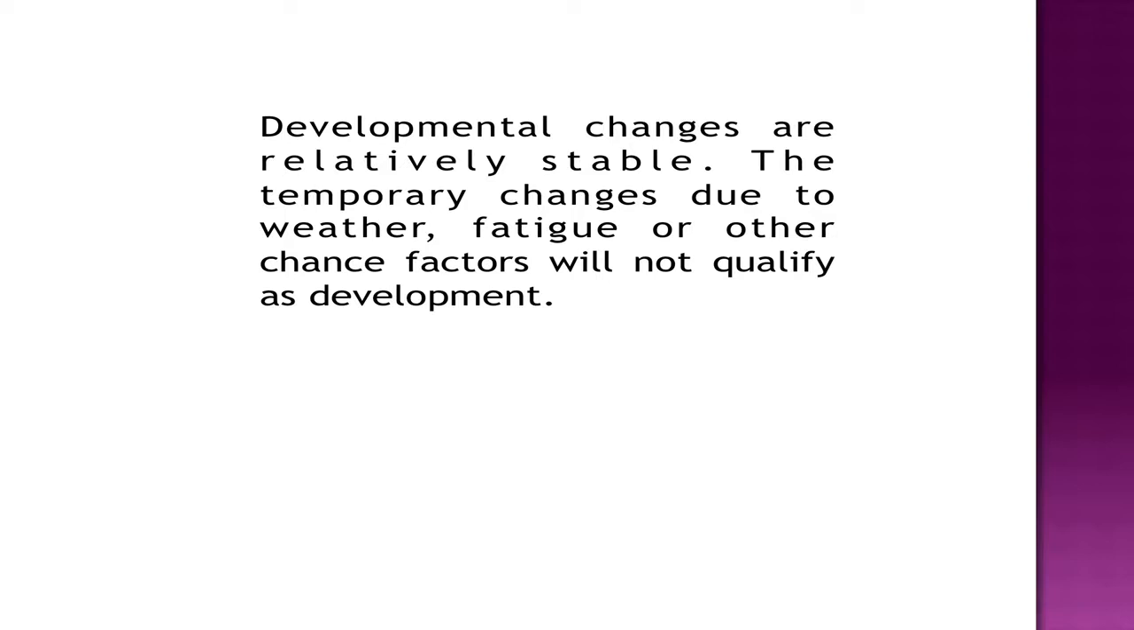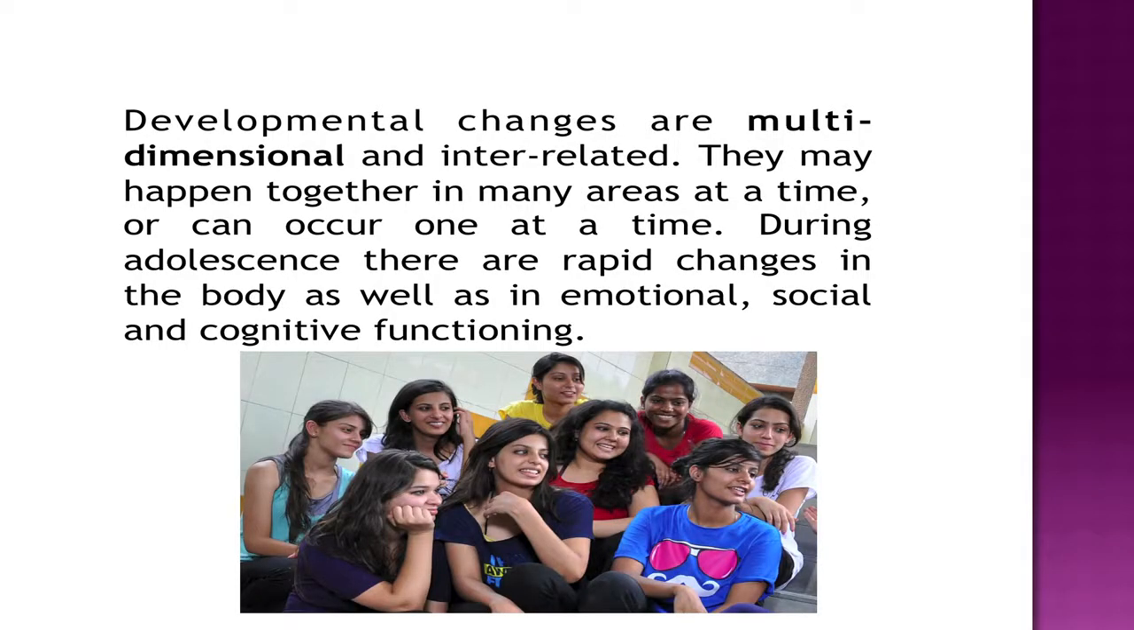Seventh, developmental changes are relatively stable. The temporary changes due to weather, fatigue or other chance factors will not qualify as development. Eighth, developmental changes are multidimensional and interrelated. They may happen together in many areas at a time or can occur one at a time. During adolescence, there are rapid changes in the body as well as in emotional, social and cognitive functioning.